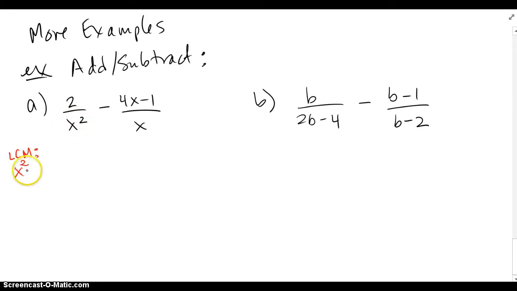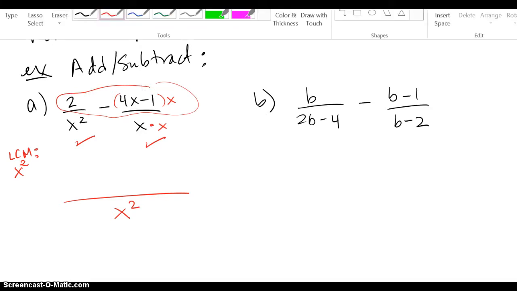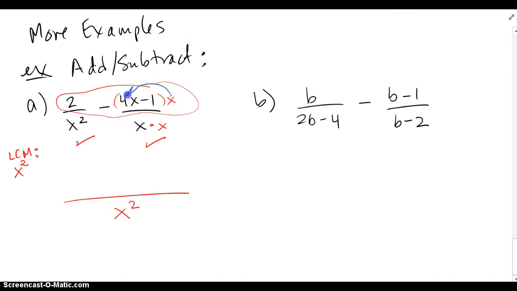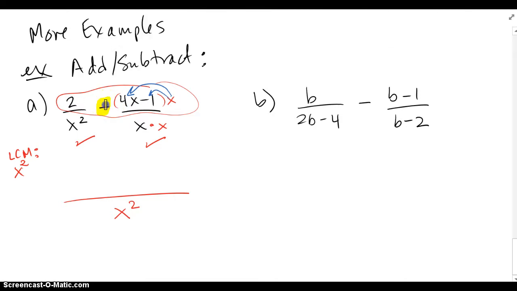Now the first denominator already looks like the LCM or the LCD, so I don't have to do anything with that. The second one, I need to multiply top and bottom by x. Once I do that, I have the same denominator for both of them, so I can do my check, because they're both x squared, and I can worry about subtracting the numerators. However, I must do order of operations, which means multiply first. So this x gets distributed into both of these, and be careful, there's a minus in the middle as well.